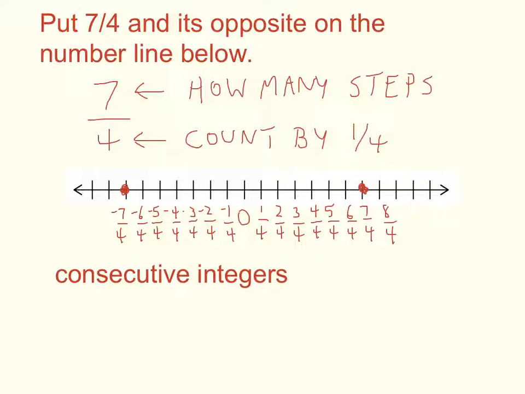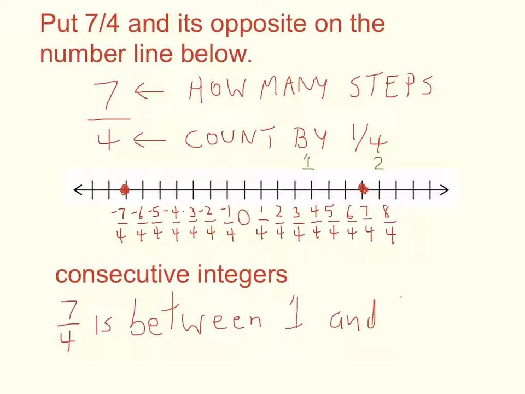It's helpful to think about the fact that 4/4, which I see right here, is the same thing as 1. And 8/4, which I see over here, is the same thing as 2. So that allows me to say that 7/4 is between 1 and 2.